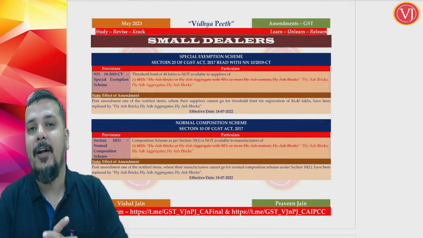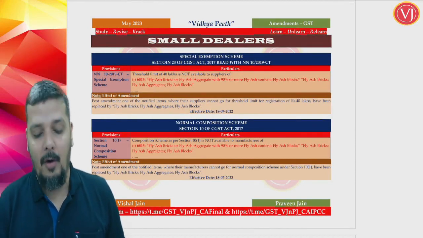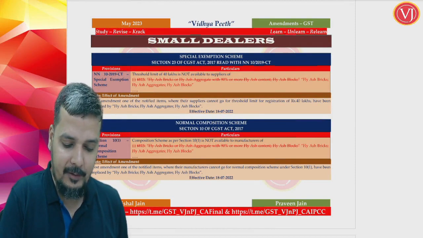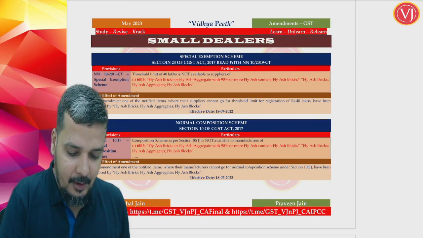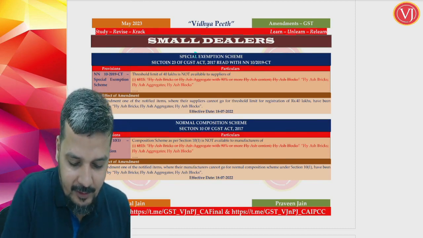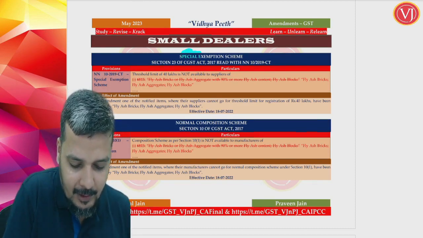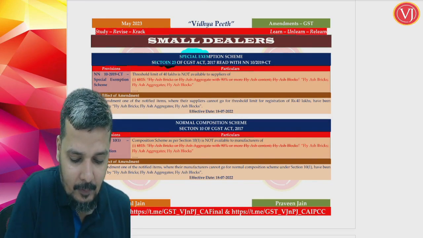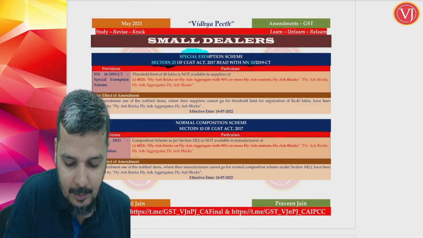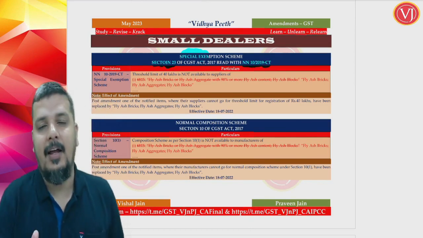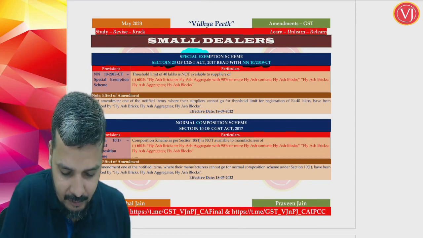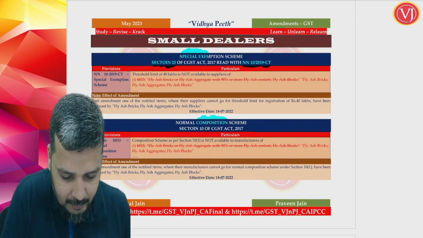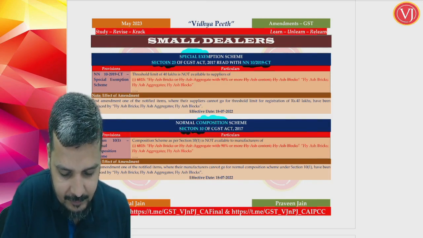Yes, friends. Now let us move on to the amendments in small dealers. Basically, we are talking about your exemption scheme and your composition scheme. First, when you talk about your special exemption scheme, with the limit of 40 lakhs, Section 23 read along with Notification No. 10/2019 CT, there is an amendment, and the same exact amendment is there in your composition scheme, under Section 10 of the CGST Act.